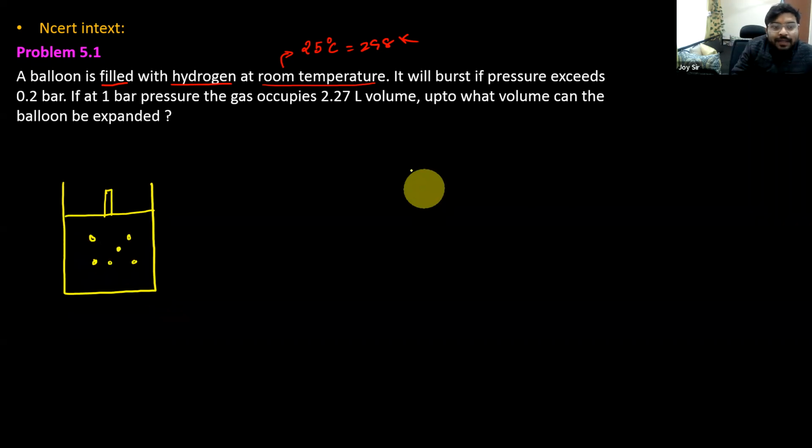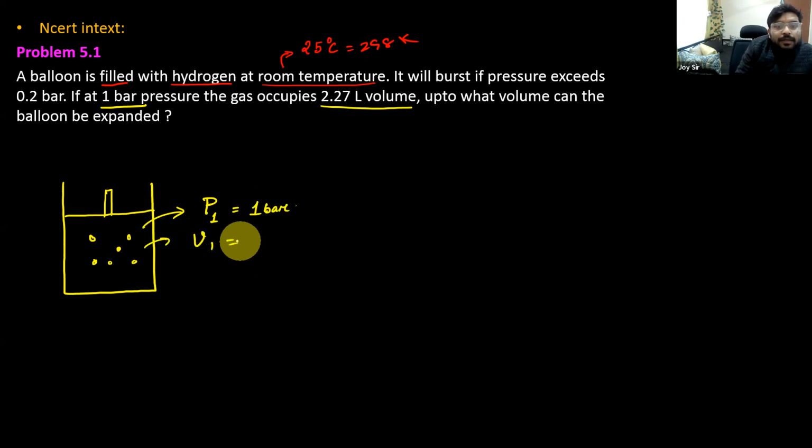Just see the analogy. They say that at 1 bar the volume occupied by the gas is 2.27 liter. So here the pressure P1 is 1 bar. What is the volume inside? The volume inside is 2.27 liter. So if the pressure is 1 bar, the volume inside will be 2.27 liter. Clear? Then up to what volume can the balloon be expanded?